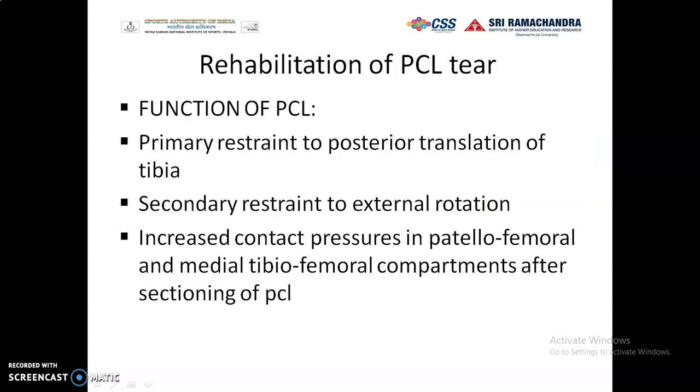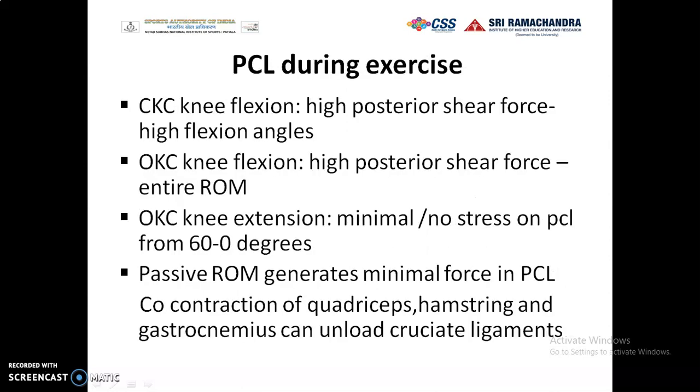So how do we rehabilitate the PCL, the posterior cruciate ligament? Before that, we look into the functions of the PCL. It's the primary restraint to posterior translation of the tibia. Also, it acts as a secondary restraint to external rotations, and it will increase the contact pressures in the patellofemoral and medial tibiofemoral compartments after sectioning of the PCL.